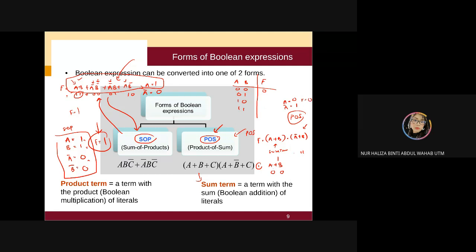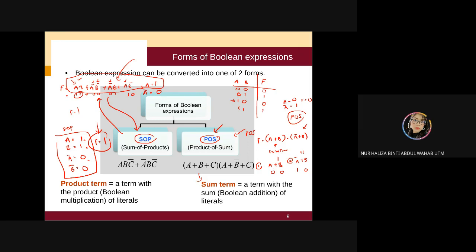Next, I have A bar plus B. A bar equal to 1, A will be 0, so B will be 0. So at this part, 1, 0, I will get 0 for my POS output. The rest will be 1.